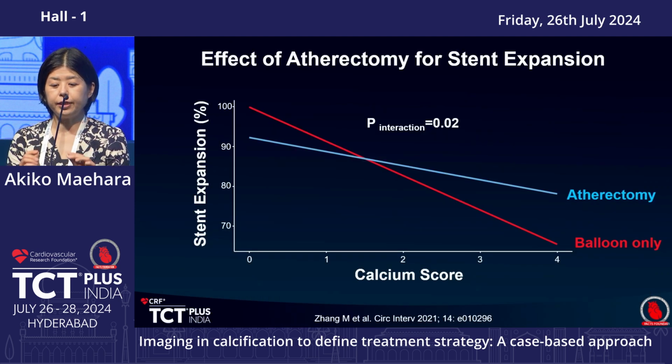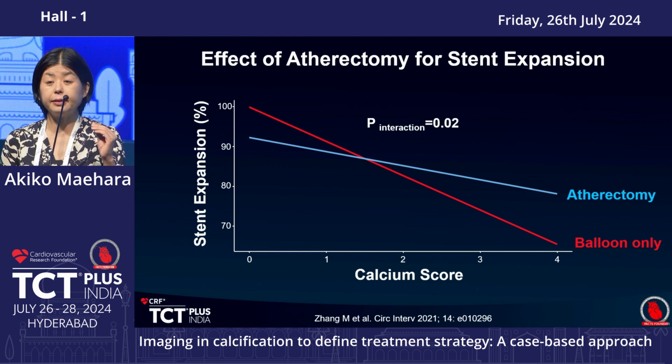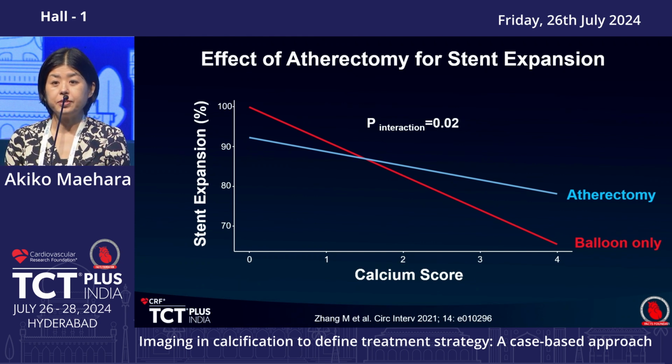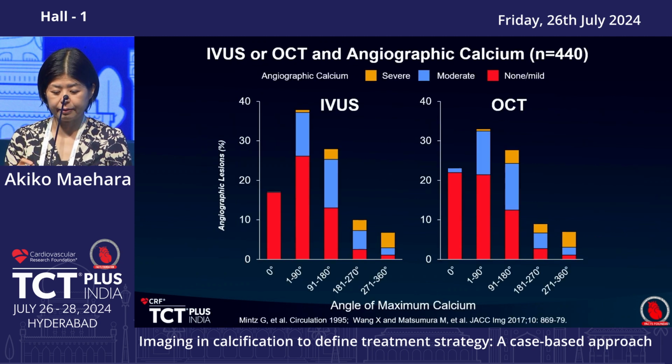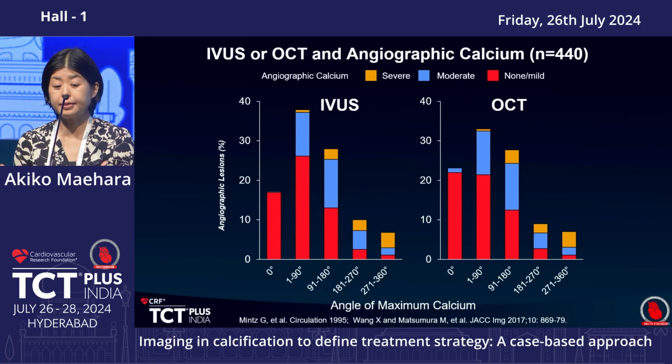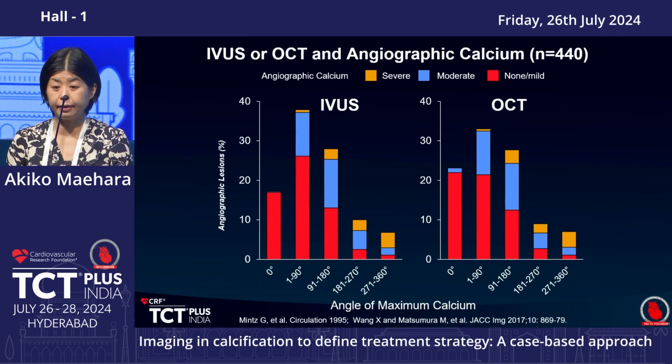And there is a very clear interaction between the calcium score and procedure treatment. If you do atherectomy in the high score group, you can make it better. But if the score is low, doing atherectomy doesn't affect anything at all. So it's really important to know what type of calcium needs additional treatment. Let's step back. Why I'm saying the angiographic appearance is important is based on this data.